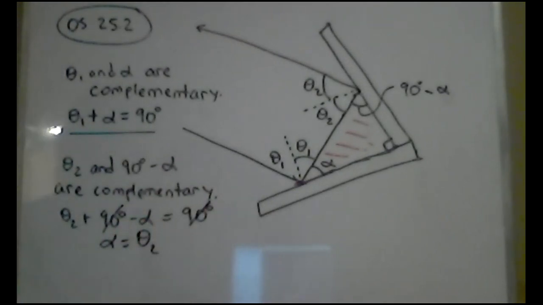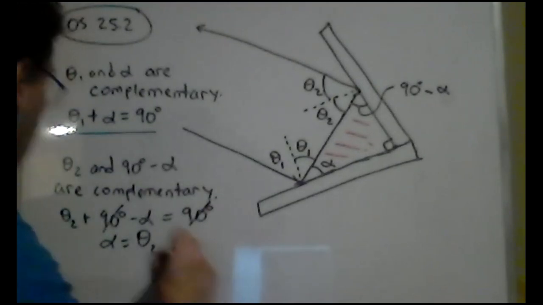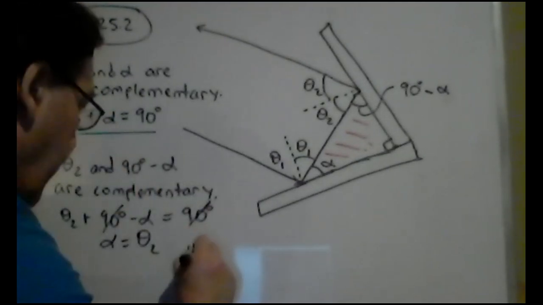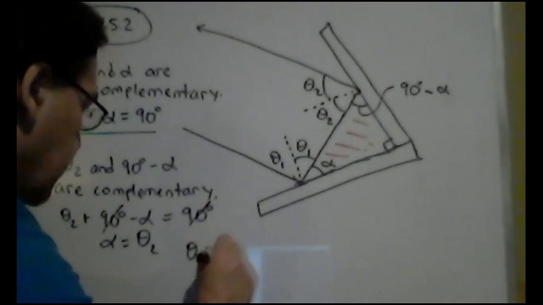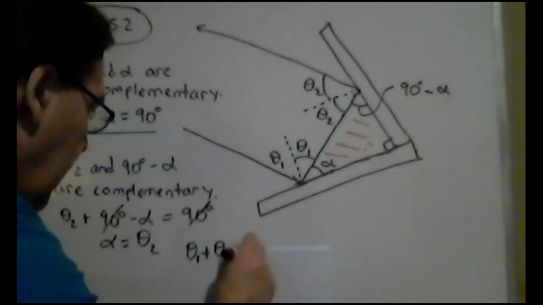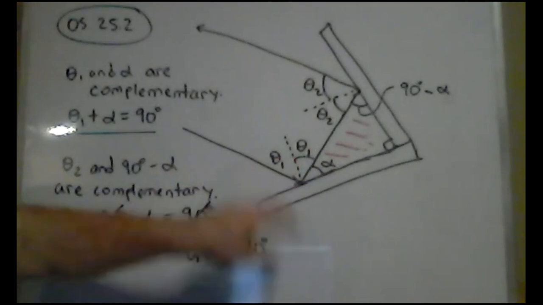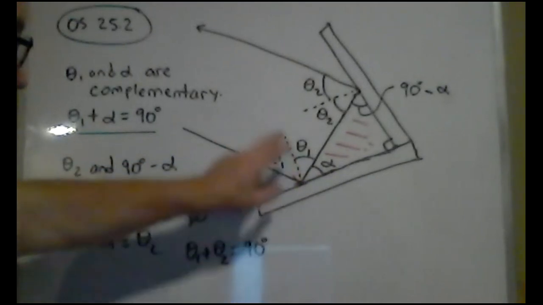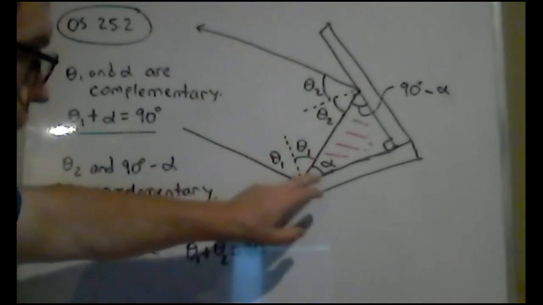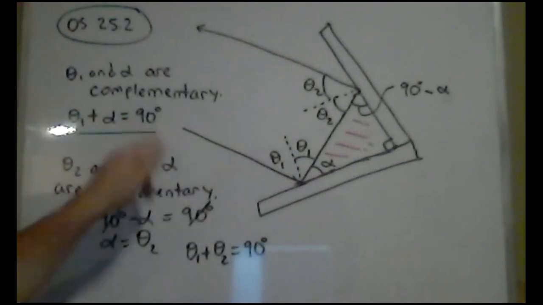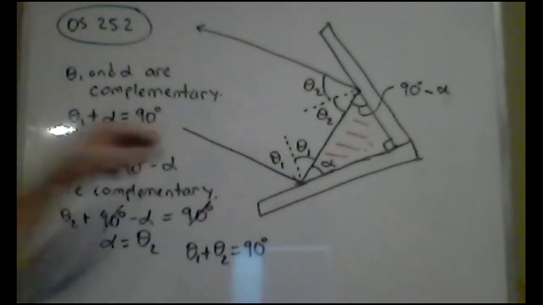And if alpha is equal to theta 2, it means I can stick it up right here. I can combine these equations, and then what I have at this point is that theta 1 plus theta 2 is 90 degrees. Again, what did I do? I started off with this right angle. This is a normal. Theta 1 plus alpha add up to 90.